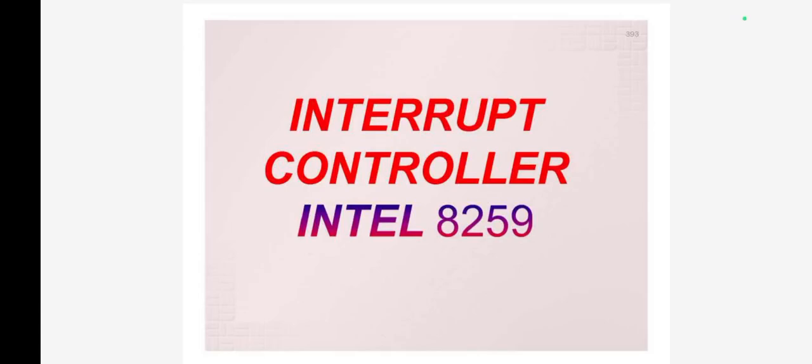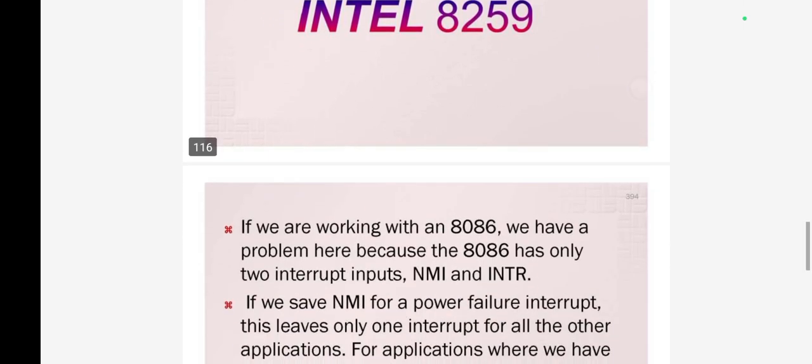Programmable Interrupt Controller Intel 8259A.